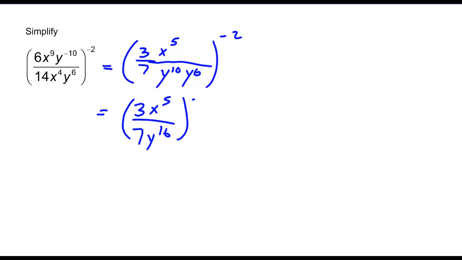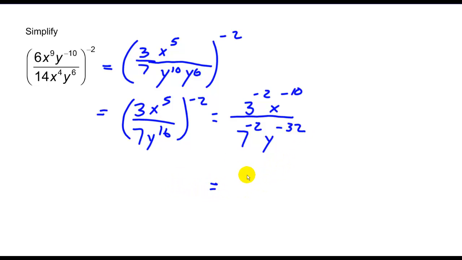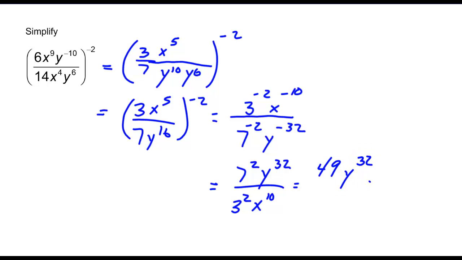And now all this is raised to the negative 2nd power, giving me 3 to the negative 2nd, x to the negative 10th, over 7 to the negative 2nd, and y to the negative 32nd. Now I can take some reciprocals. That's 7 squared, y to the 32nd, over 3 squared, x to the 10th, giving me 49, y to the 32nd, over 9, x to the 10th.